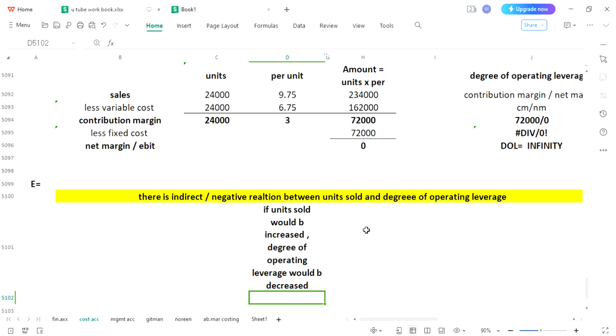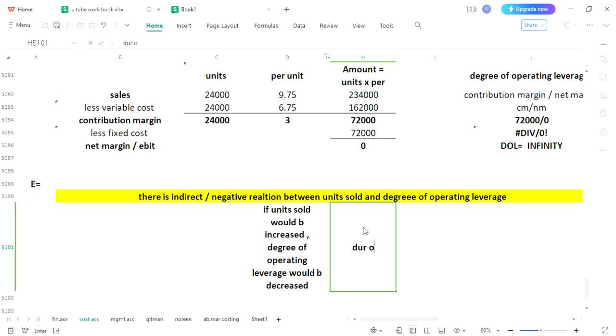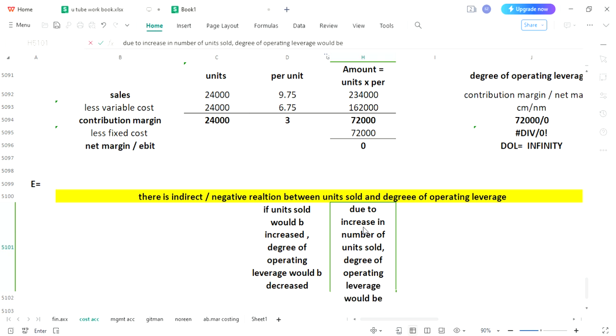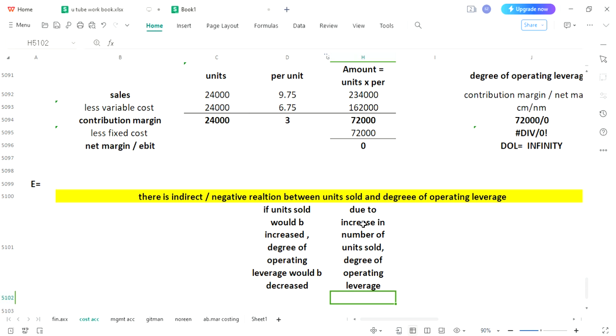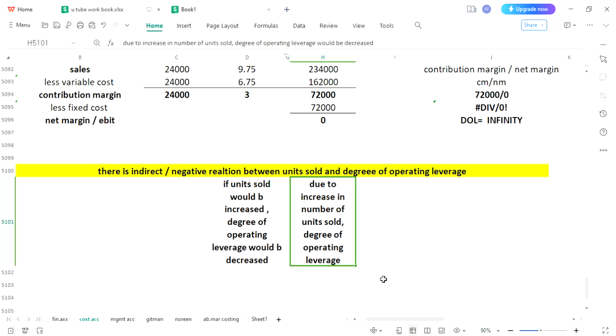Or you can say due to increase in number of units sold, degree of operating leverage would be decreased, as there is an inverse relationship. Due to increase in number of units sold, degree of operating leverage would be decreased, and this is not prominent. Let's make it prominent.